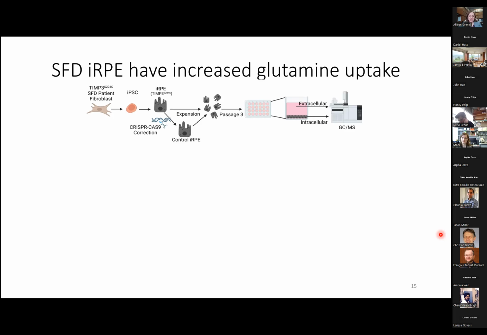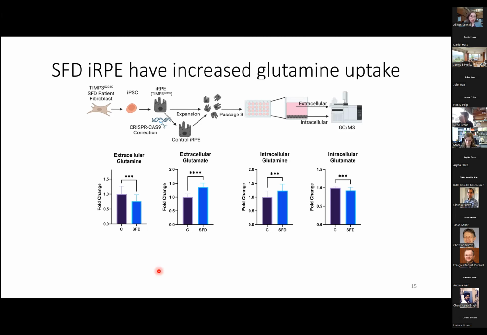The first thing I did was verify that there was also an increase in glycolytic activity like we saw in the other ones, and I'm not going to show you that data just based on time. But the next thing I did was just overall look intracellularly and extracellularly at what metabolites were altered.